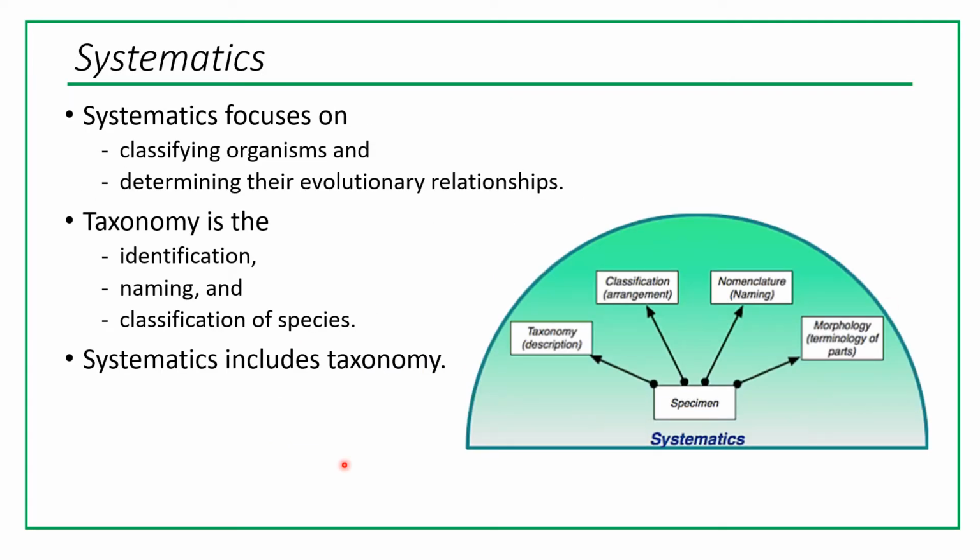So systematics is a branch of biology, and systematics focuses on classifying organisms and determining their evolutionary relationships. Taxonomy is part of systematics, and taxonomy is the identification, naming, and classification of species. So systematics includes taxonomy. You can see we have systematics here that will include taxonomy, classification, nomenclature, or naming, and morphology.